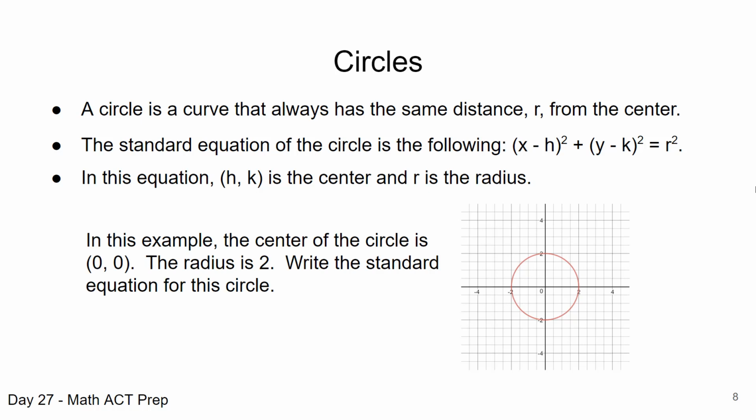So in this example, we have the center given as 0, 0 and a radius of 2, and we need to write the standard equation for this circle. So we're going to apply the standard equation that we have, and in this case, h, k, the center, is 0, 0, and when we plug that in, we're able to simplify to x squared plus y squared equals our radius squared, which is 2 squared. That gives us 4. We'll talk a little bit more about circles in another video, but that gives us the standard equation and the general setup of a circle.